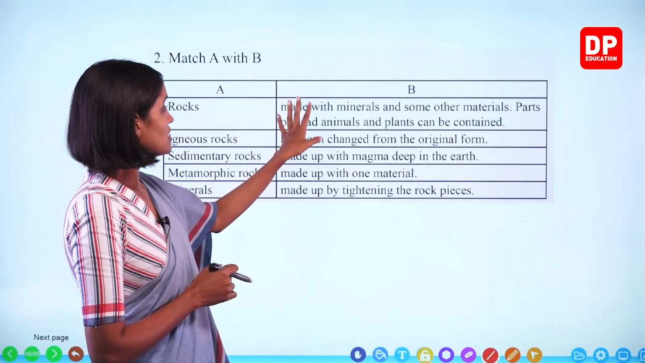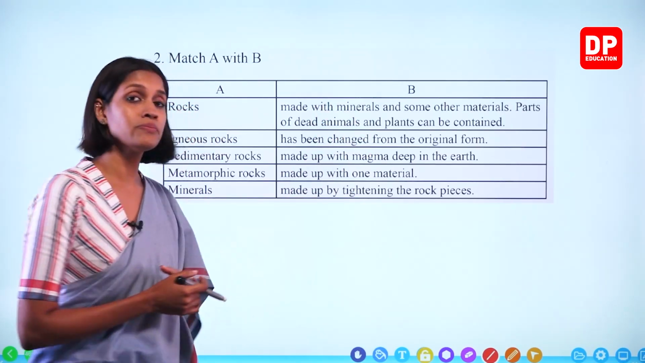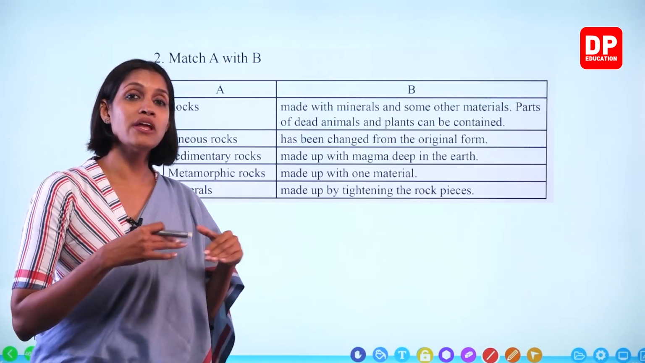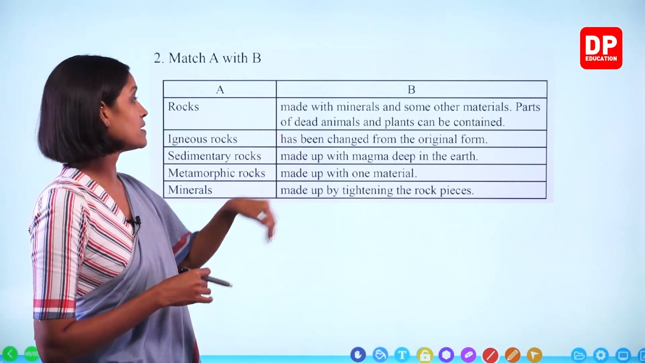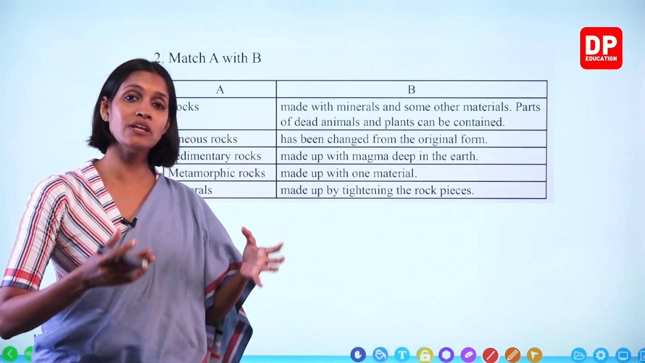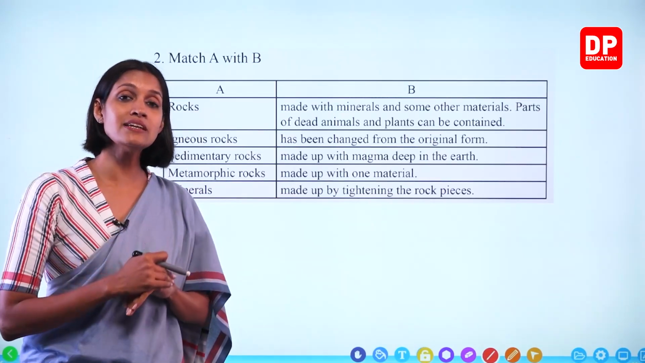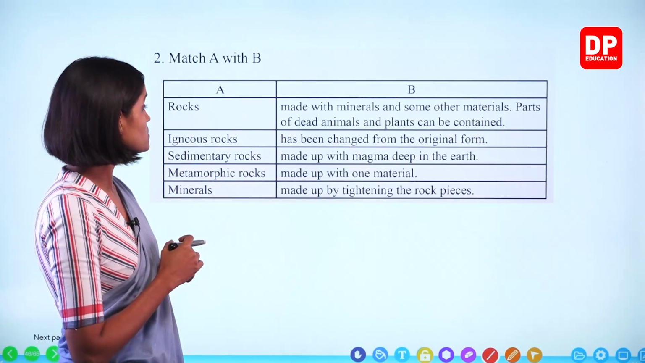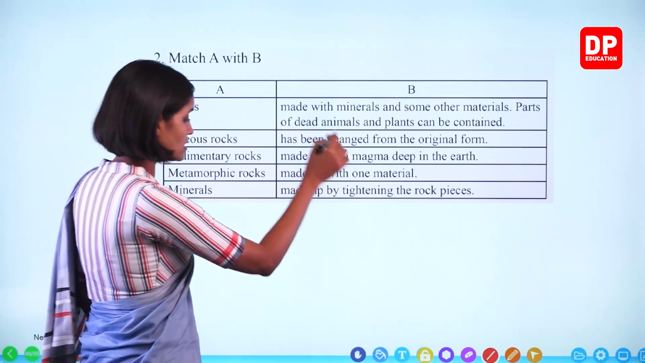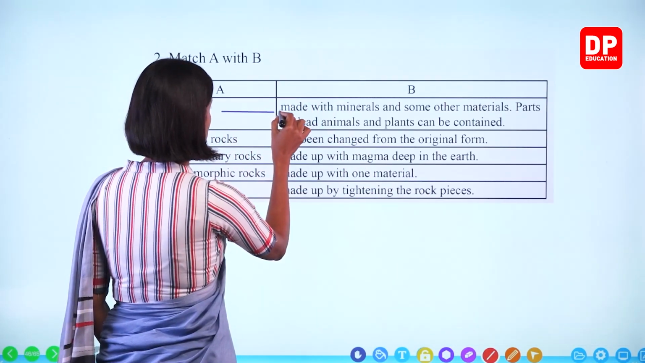Right? Parts of dead animals or plants also can be contained in rocks. When you consider limestones, they are made by sedimentation of animal skeletons and so on, and parts of dead materials also can be seen. Not only that, children, fossils also can be seen. When animal and plant parts are buried and get sedimented or layered up, then what happens, children? Dead animal and plant materials also can be seen. That is rocks. Right? Rocks go here.